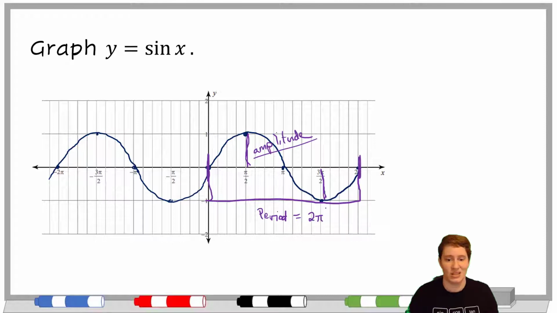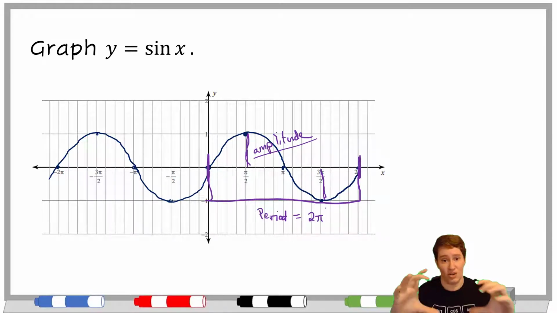So there are things that we do to functions to change the graph. Some things we can do is we can stretch them vertically, so we can make it so that our amplitude is bigger. We can also shrink them vertically so that our amplitude would be smaller. We can stretch them horizontally, so that would make our period bigger, or shrink them horizontally, which would make the period smaller. The other thing we can do is we can shift the whole graph up or down or left or right.